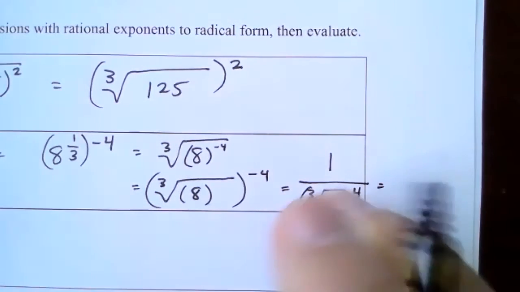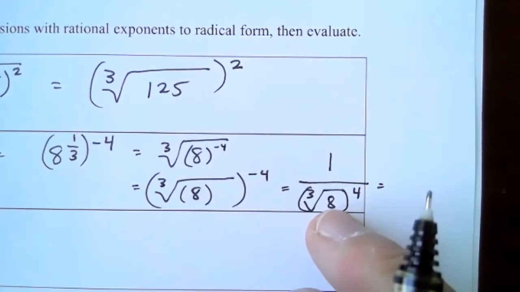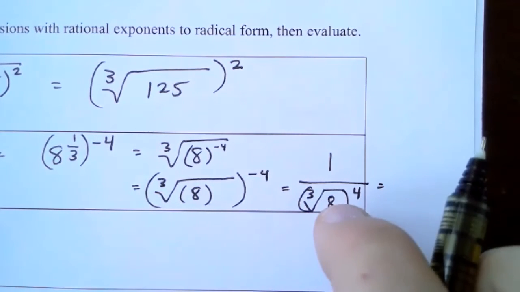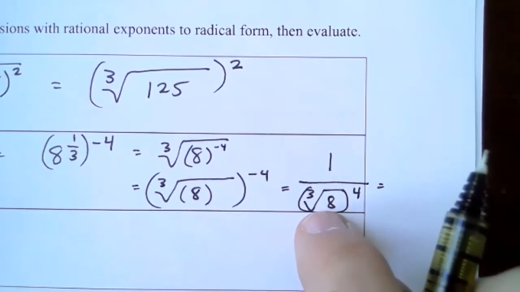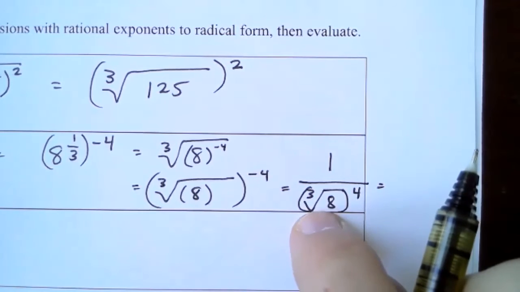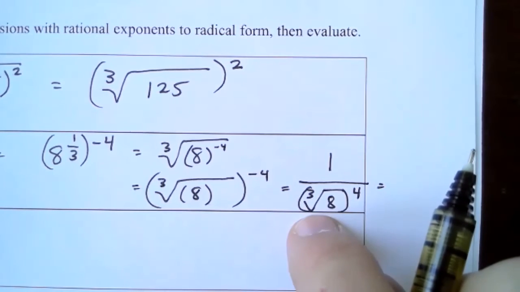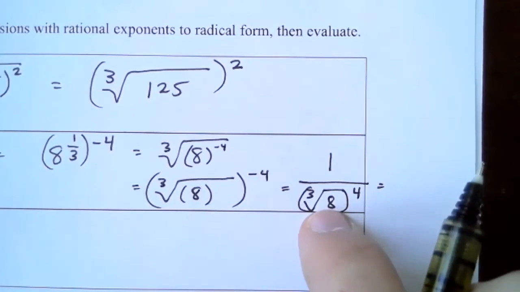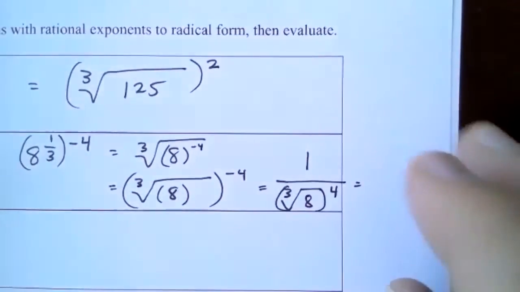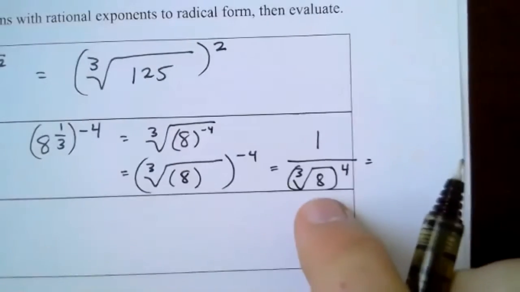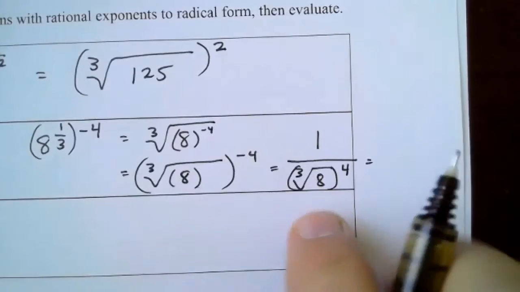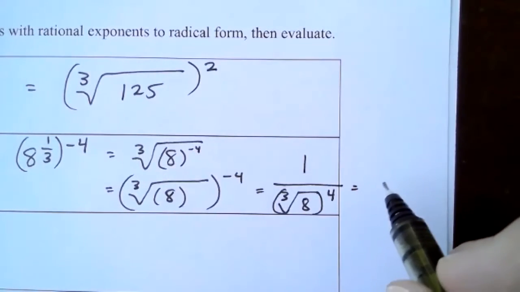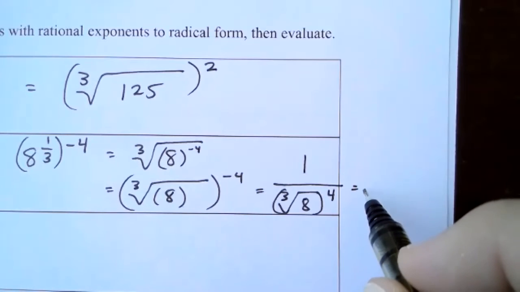If I were to stop right there, this is actually answerable, but I'm going to keep going with it. To be honest, I don't like how there's a fraction. Every mathematician on the planet would say you should not have a radical on the denominator. It should be an integer of some sort.